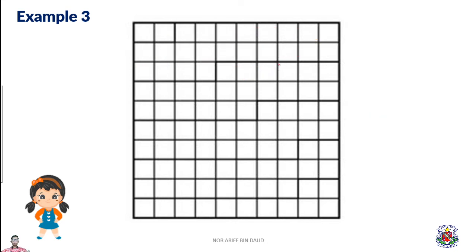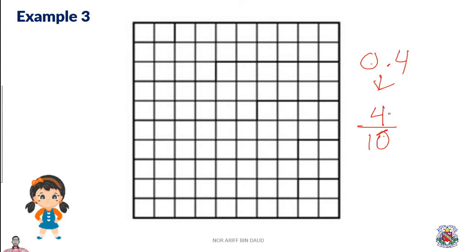Okay, now example 3 is very difficult for you. 0.4. How to do this one? 0.4. Okay, the first thing, if you are confused, you just convert into a fraction. 0.4 stands for 4 over 10, because here we already have 1 0, here also 1 0. Okay, so 4 over 10.